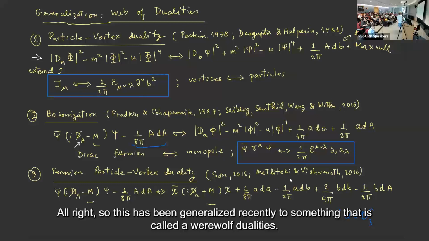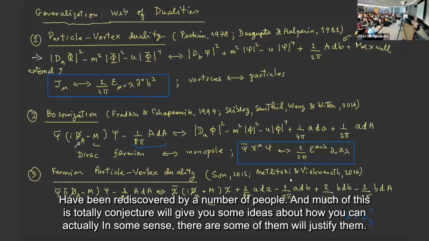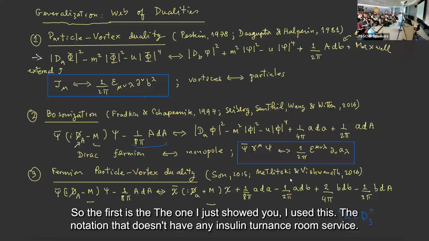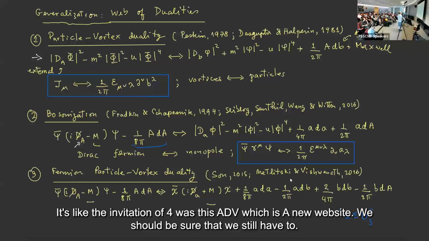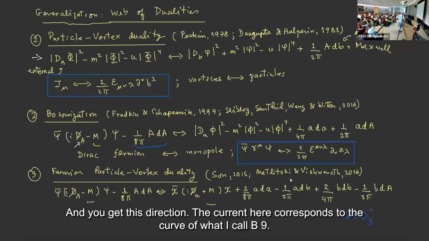All right, so this has been generalized recently to something that is called a web of dualities, which has been rediscovered by a number of people. Much of this is totally conjectural, and I will give you some ideas about how you can, in some sense, derive some of them or justify them. The first is the one I just showed you. I use this notation that doesn't have any epsilon tensor, like the notation of forms, A dA, which is A_mu epsilon^{mu nu lambda} partial_nu A_lambda. It's shorthand for that, so sorry for this. And you get this duality. The current here corresponds to the curl of what I call B now in this case.